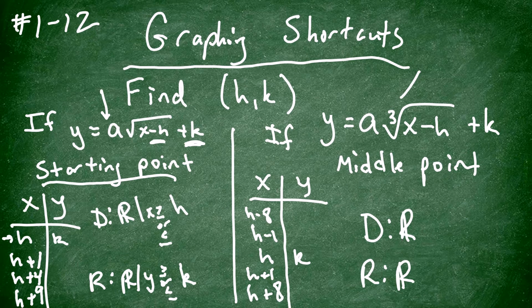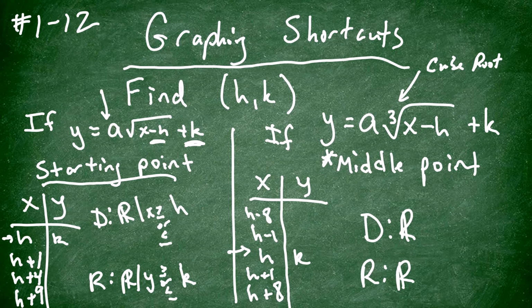Now, if it's a cube root, it has a little 3 there. That tells us it's a cube root. That means you're going to make it a middle point. All right? That means h and k is a middle point. It's the middle of your XY chart, and you subtract perfect cubes. So you subtract 1, subtract 8, add 1, add 8.